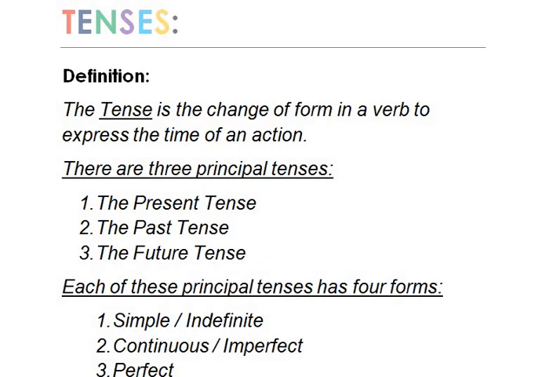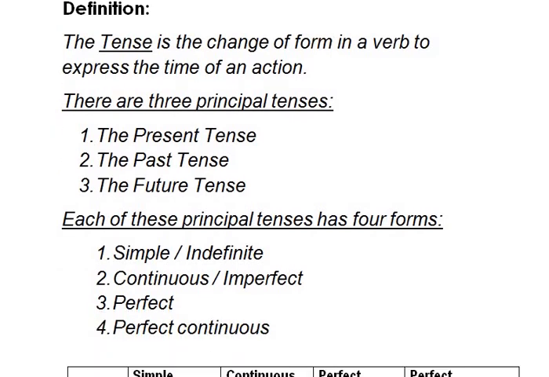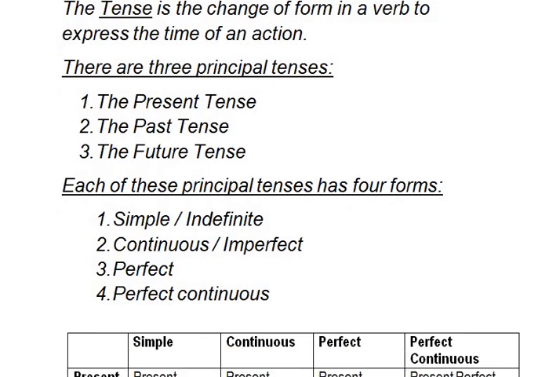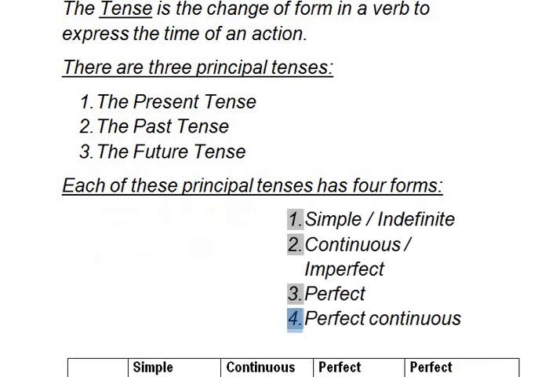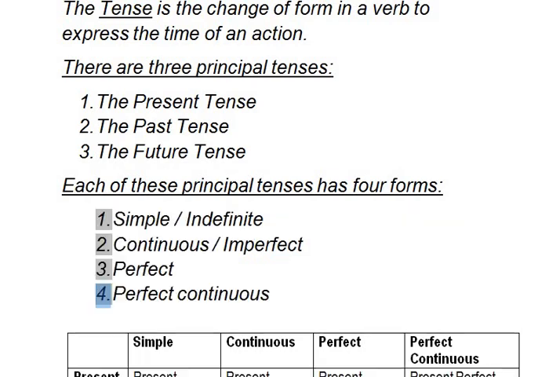There are three principal tenses, namely the present tense, which describes an action in the present time. The past tense describes an action in the past time. The future tense describes an action in the future time. And each of these principal tenses has four forms, namely simple or indefinite, continuous or imperfect, perfect and perfect continuous.